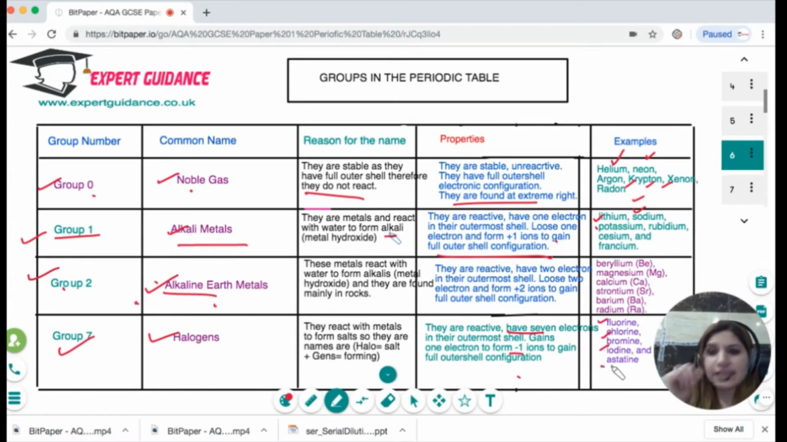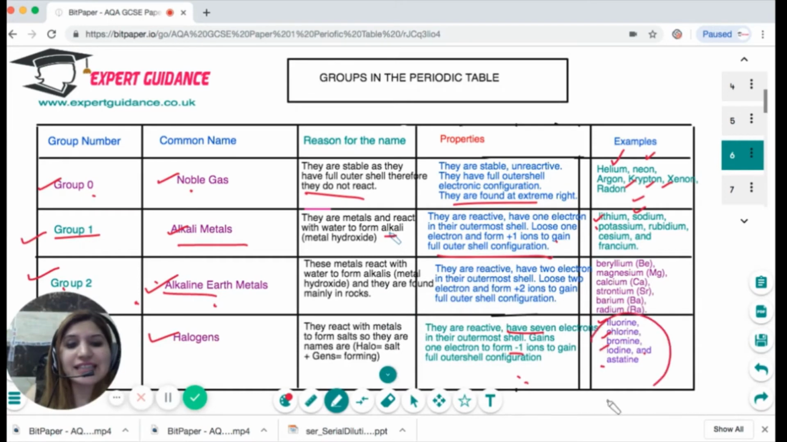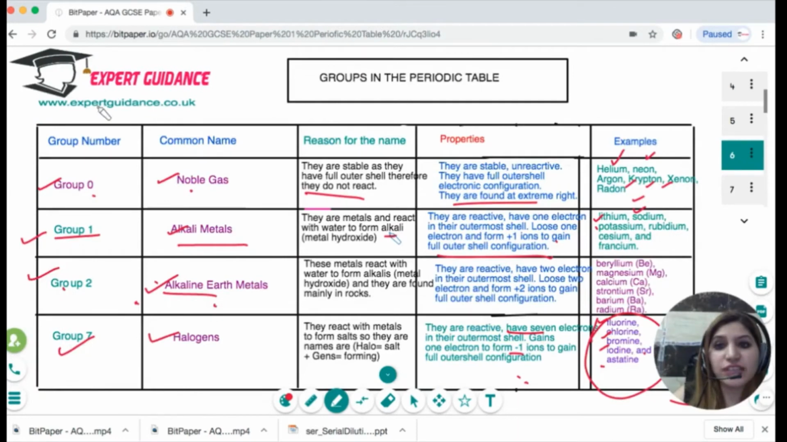We'll discuss group 1 and group 7 in a little bit more detail in this video. But all these halogens exist as diatomic molecules. So in a reaction, you will never see F, you will see it as F2. You will never see Cl, you will see it as Cl2. Okay, so I hope this table is clear to you. This is very important. Make sure you remember the common names, which group they are in, why we call them by their names, and a few properties of them.